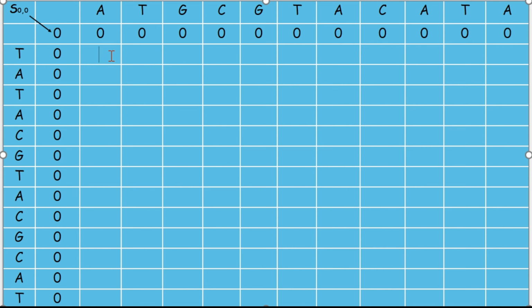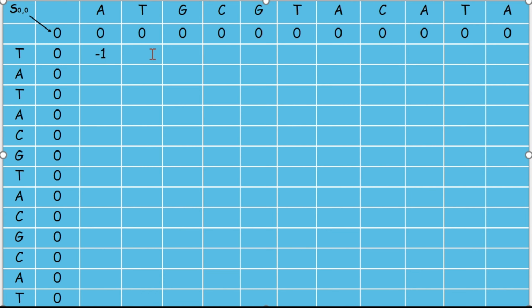So 0, -2 will be -2. Horizontally, 0, -2 will be -2. Then the diagonally, our mismatch score that was given is -1. So 0, -1 is -1. And that brings us to a final stage that we have to pick the highest score amongst the three, which is -1. -1 is greater than -2, also greater than -2. So we input our highest score, which is -1.